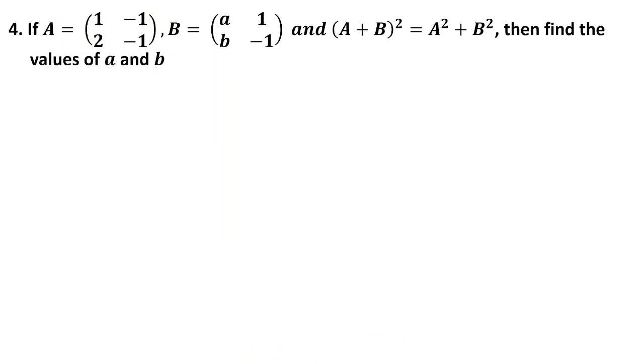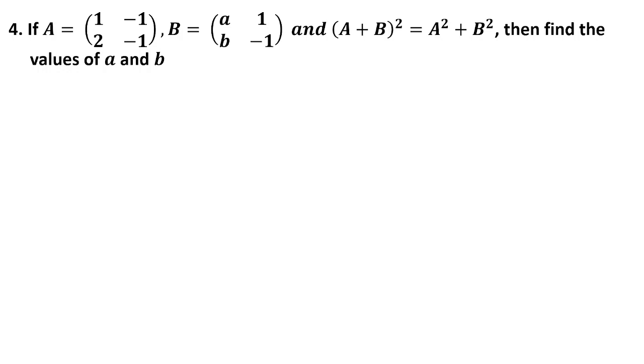Let us go to question number 4. You have been given A and B and we have been given A plus B whole square is equal to A square plus B square. Normally it cannot be. A plus B whole square is A square plus 2AB plus B square. Anyway, this is A plus B whole square. Matrix addition and squaring is square of the first matrix plus square of the second matrix. And you have to get the value of A and B.